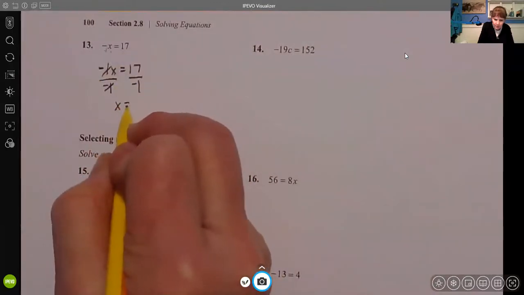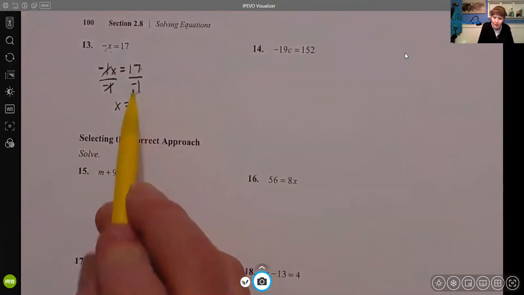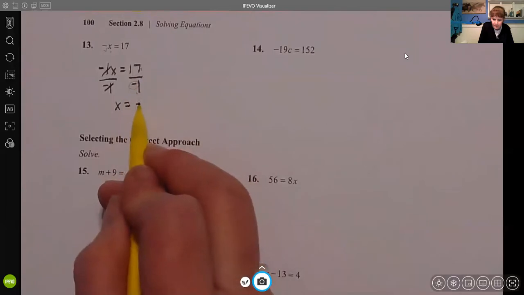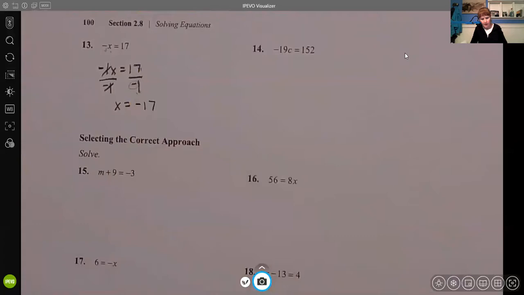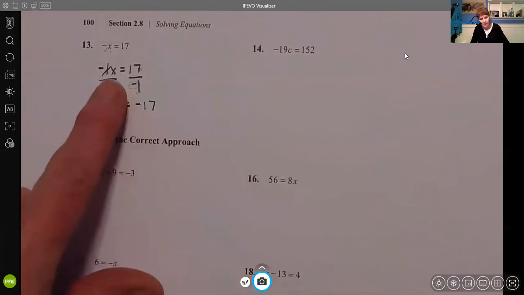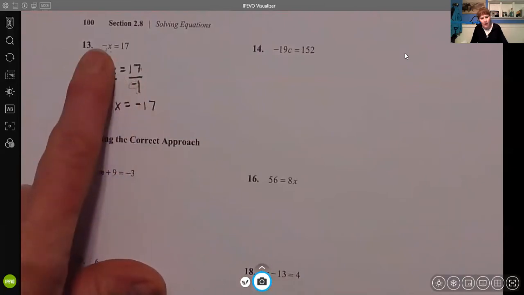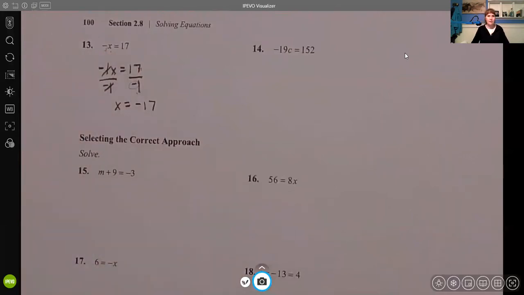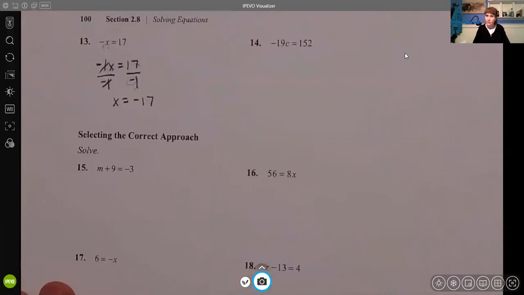So x equals 17 divided by a negative 1. Well, I know it's going to be negative because I only have one negative and one is odd. 17 over 1 is 17. So if I put that back here, negative 1 times a negative 17 is a positive 17. Or the opposite of a negative 17 is a positive 17, if you were to put that back in there. Whoa, okay. Let's look at 14.